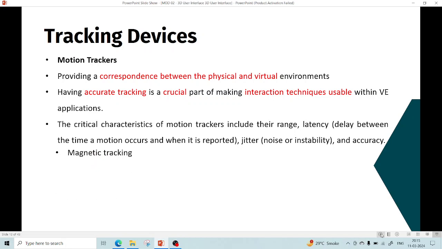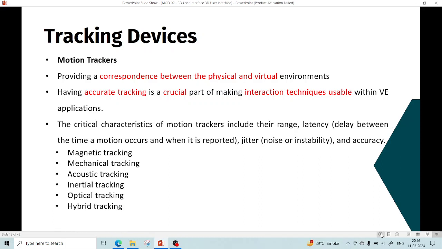Further, these motion trackers are divided into different types depending upon the technique of sensing. First is the magnetic tracking, second is the mechanical tracking, then acoustic tracking, inertial tracking, optical tracking, and hybrid tracking. In coming videos, we will be discussing in detail about all these types of tracking devices.